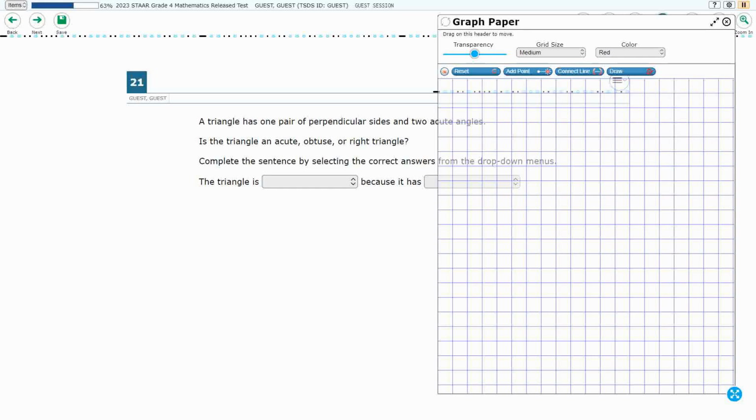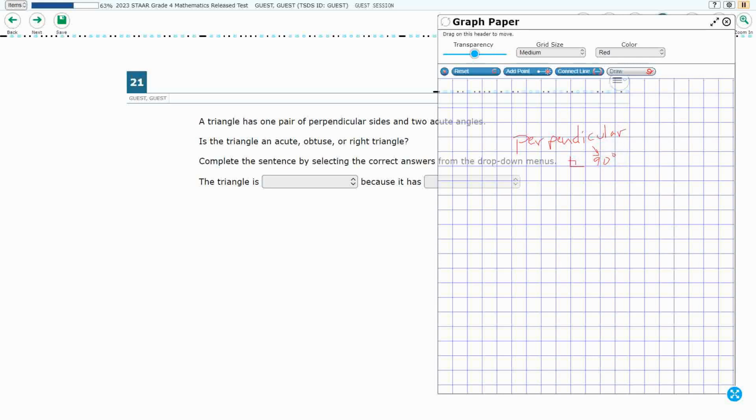A triangle has a pair of perpendicular sides. So that's our first word that we need to make sure we understand. What does perpendicular mean? Well, we typically look at the words perpendicular and parallel together because they are related, but they don't mean the same thing, obviously. So perpendicular means we've got a square corner. That's when two lines come together and they form a right angle. So perpendicular lines always make a 90-degree or a right angle.